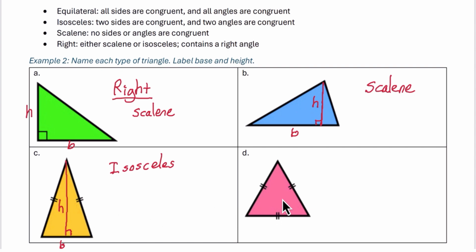And in our final example, notice the two bars are on all three sides. That means all three sides are congruent or have the same length. So this is an equilateral triangle. The base would be that horizontal base, and the height, again, is the vertical distance from the base to the top, where we have a right angle there, that unknown height.